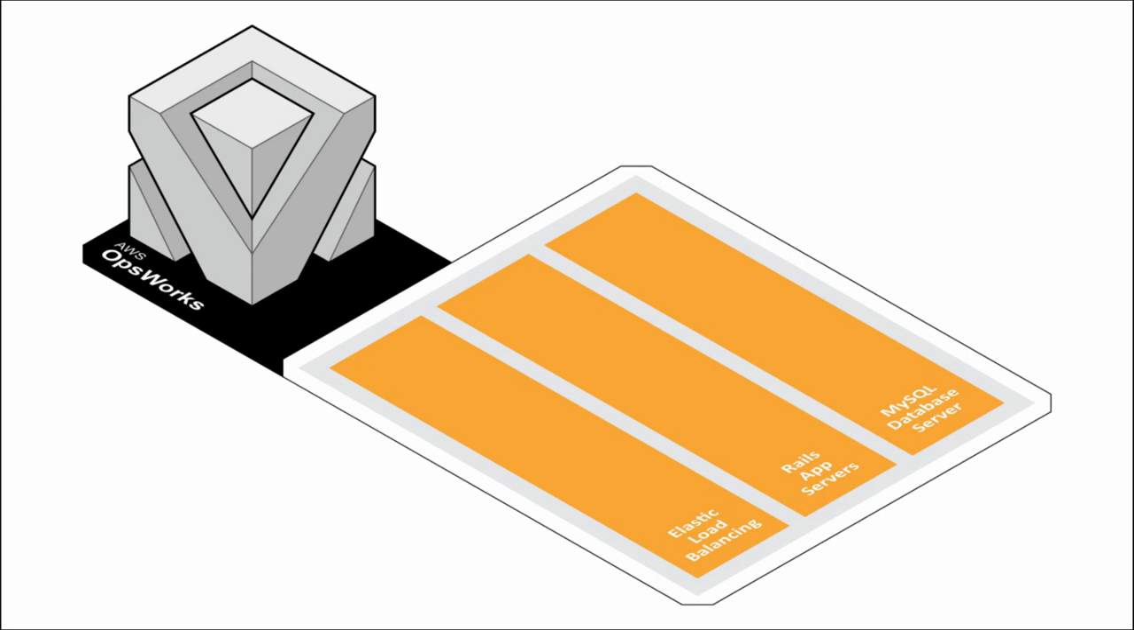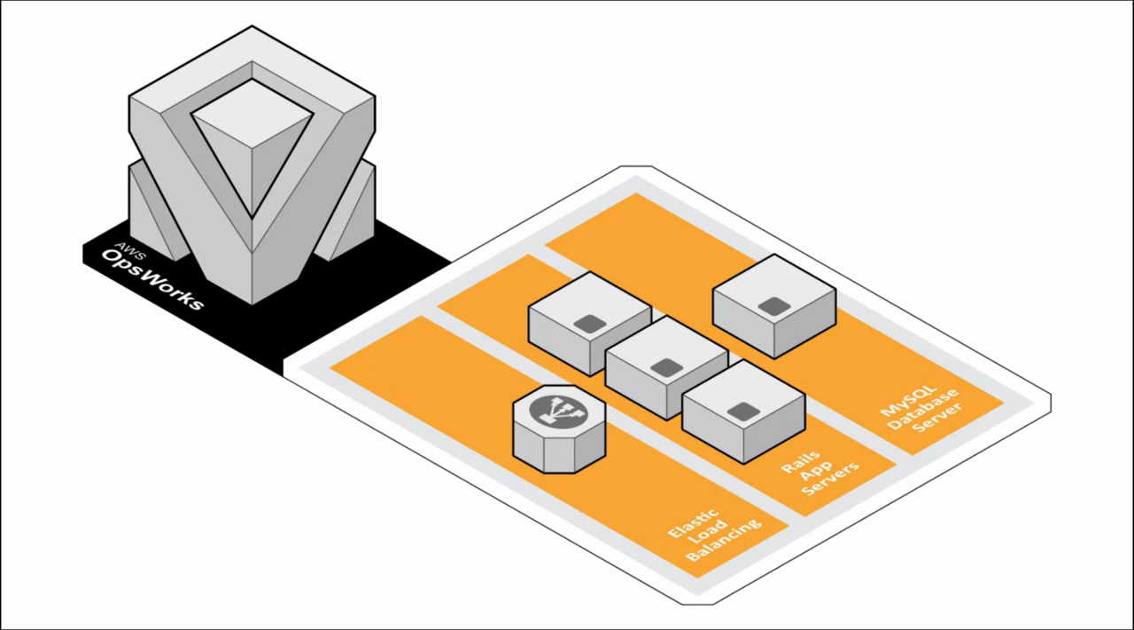Now, those layers represent application tiers. In this specific example, we're seeing an Elastic Load Balancing tier, a Rails App Server tier, and a MySQL database tier. Now, each of those layers serves as a blueprint. And in that blueprint, you assign those recipes that we've mentioned, that Ruby code, that will define how every single instance or resource that is provisioned in that tier is going to look like.